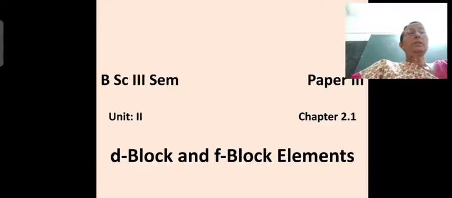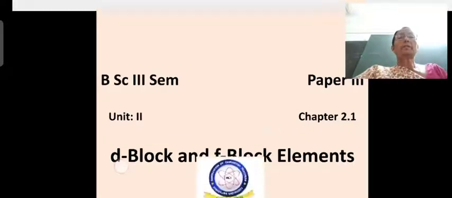So the chapter, that is paper 3, chapter 2.1 in the syllabus, D block and F block elements. So first let me start with D block elements.